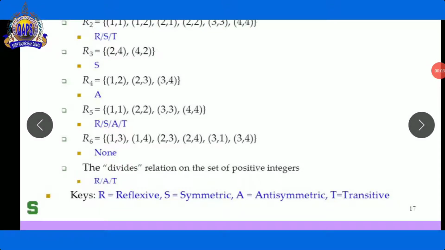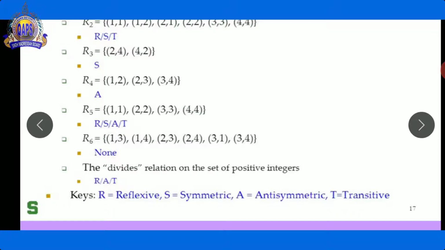Now see here, relation number 5. In this relation, 1 comma 1, 2 comma 2, 3 comma 3 and 4 comma 4, there is one thing: each of these represents the reflexive property, and these all also represent symmetric properties. These all represent antisymmetric and transitive, because all these terms are equal.